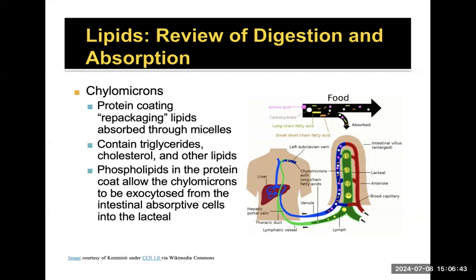On the other side, right inside of the cell, we would call these chylomicrons. This is where you have protein coating occurring and basically a repackaging of lipids that are going to be absorbed through the micelles. The chylomicrons would contain triglycerides, cholesterol molecules, and lipids, and specifically these would be HDLs. The phospholipid and the protein are going to coat the chylomicron so it can be exocytosed from the intestinal absorptive cell into the lacteal.